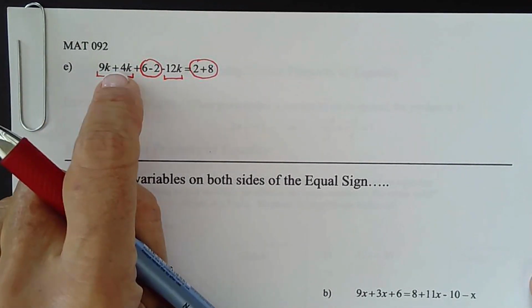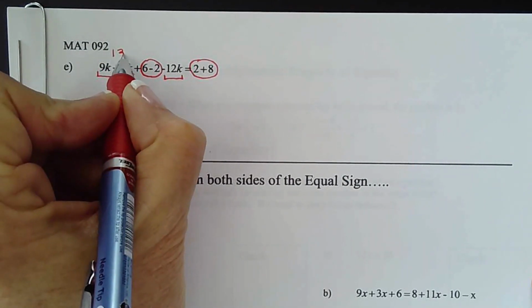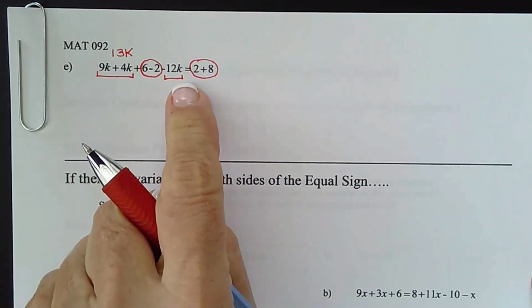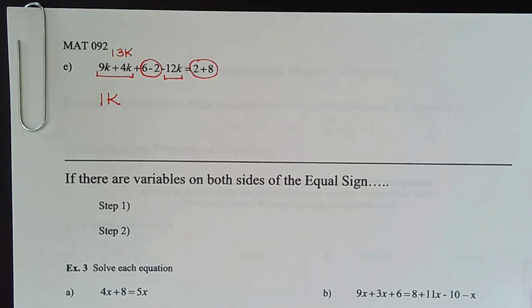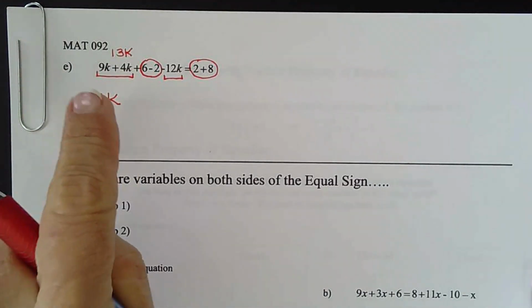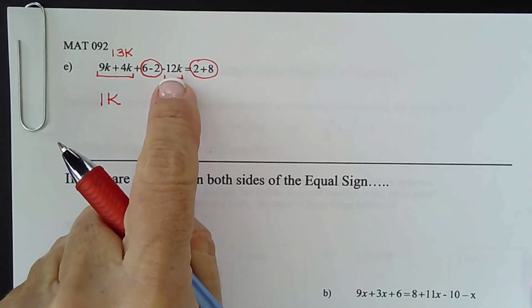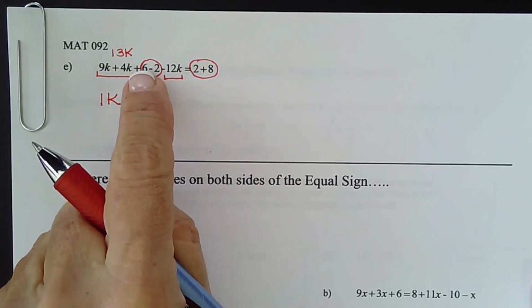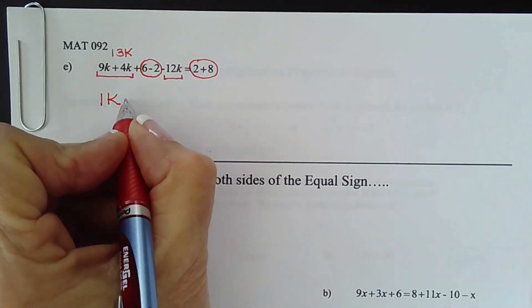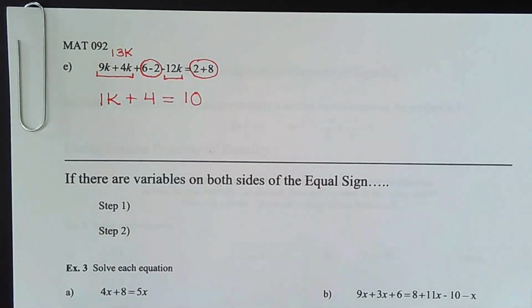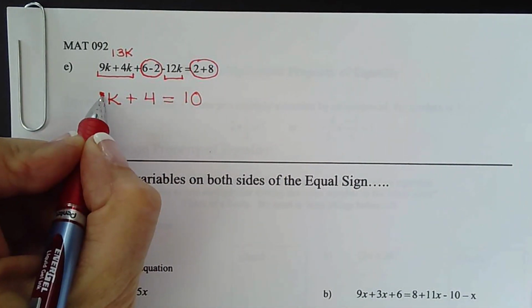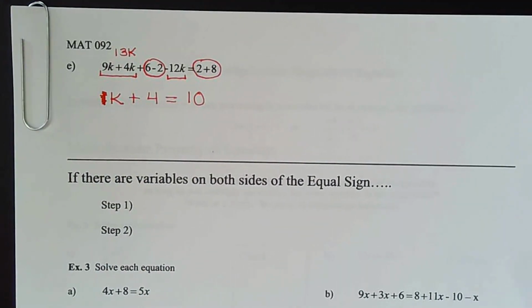So this is 9 plus 4, 13k. But 13k minus 12k is 1k, which we all know is really just k, right? So 13k minus 12k is 1k. 6 minus 2 is positive 4. Equals 2 plus 8, 10. So now we just have a super simple problem, and I know that one's probably bugging you. Just get rid of it. So 1k, k, same thing. So that's what this problem boils down to.